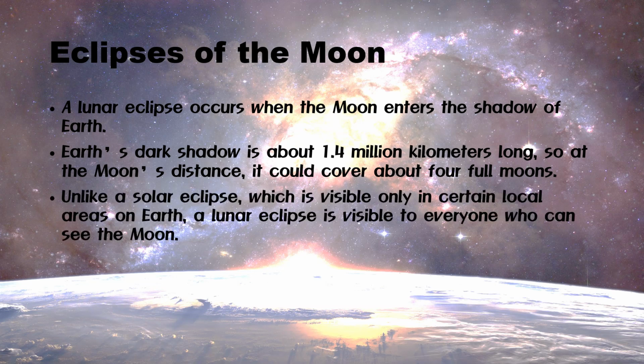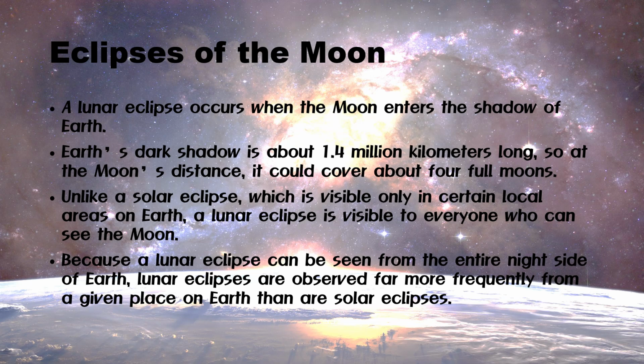Unlike a solar eclipse, which is visible only in certain local areas on Earth, a lunar eclipse is visible to everyone who can see the moon at that given time. Because a lunar eclipse can be seen from the entire night side of Earth, lunar eclipses are observed far more frequently from a given place on Earth than are solar eclipses.